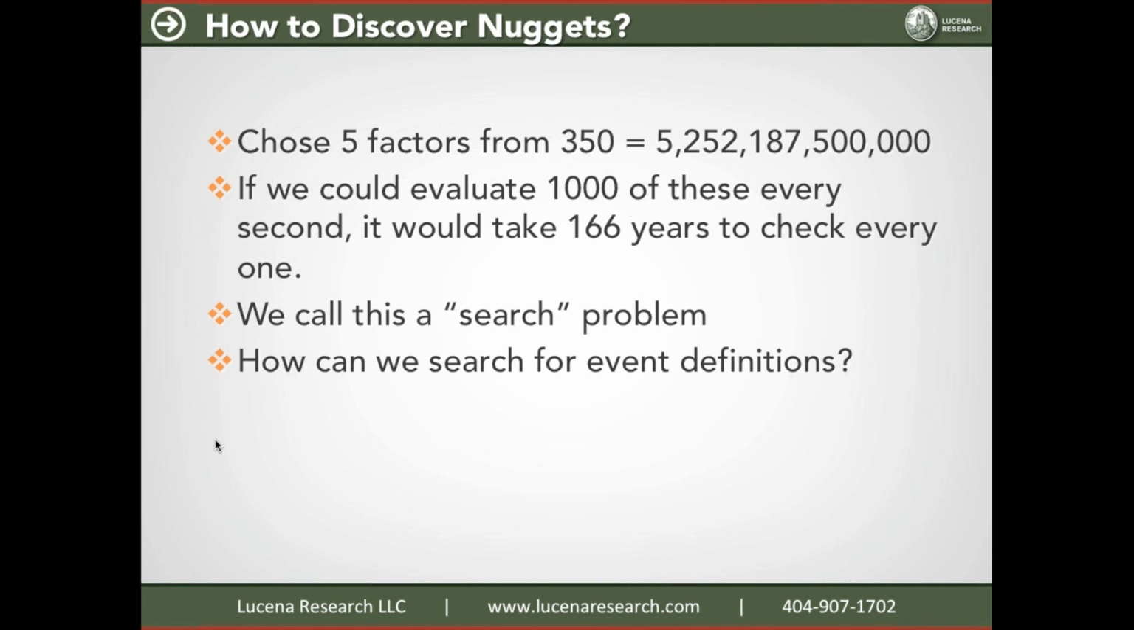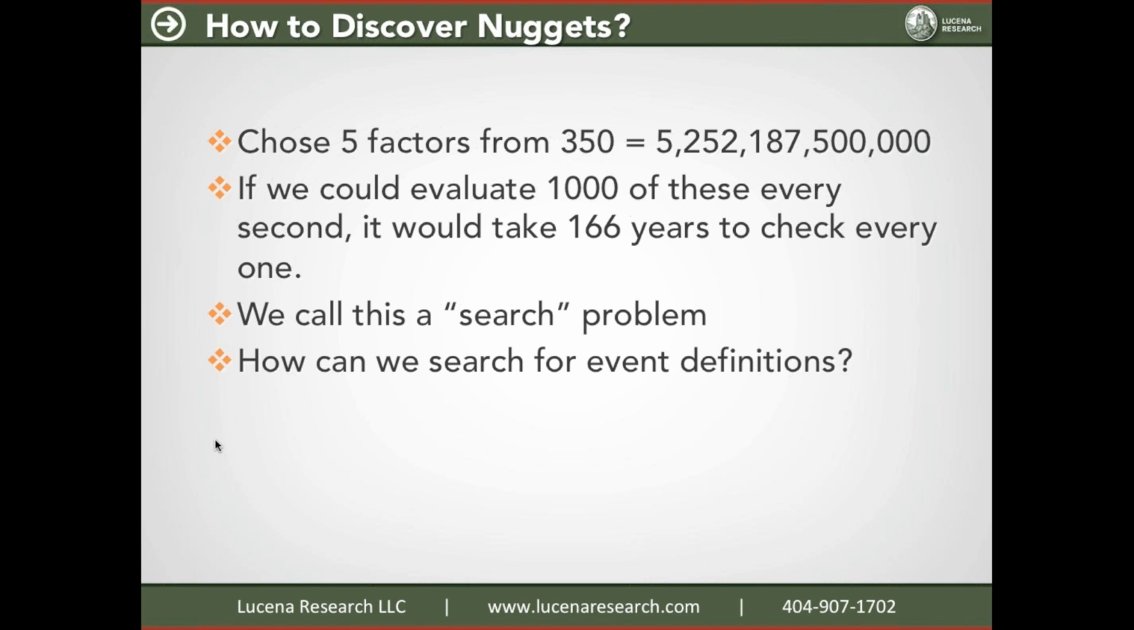Now it's a challenging process. Let's suppose you were going to build your own event definition or nugget using 5 factors. Well, keep in mind we've got 350 factors in QuantDesk, so there is a huge number of potential nuggets you might design. So it's a very difficult process of finding which ones might work. And if we could evaluate 1,000 of these each second, which would be quite challenging computationally, it would take more than 100 years to check every one. So it's essentially a problem that's not really feasible by brute force.